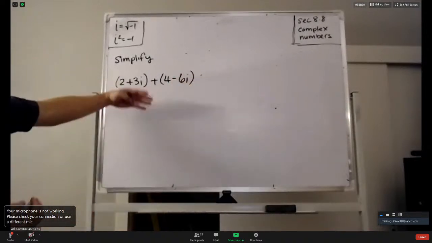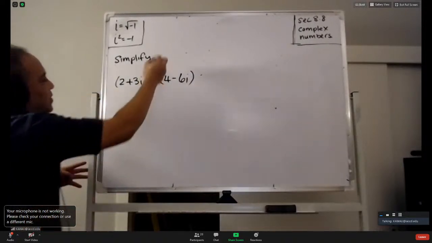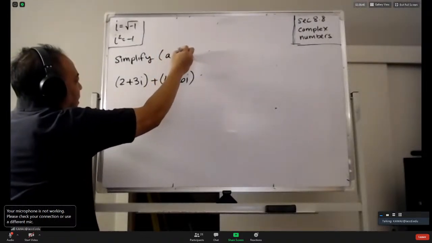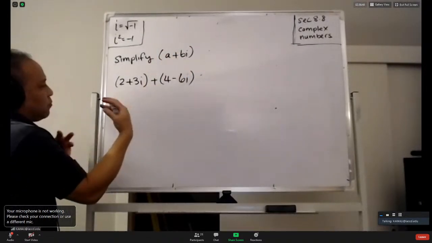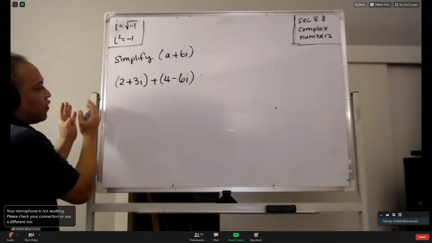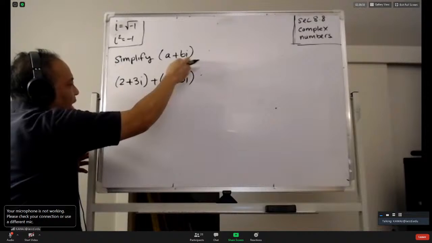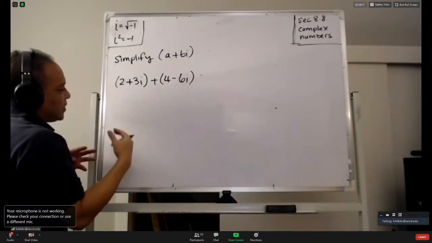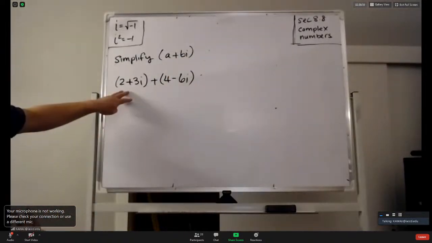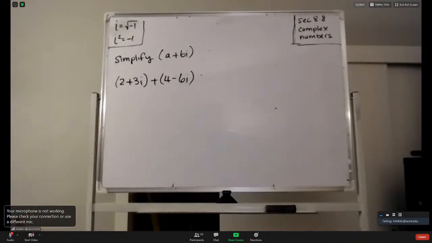So treat that as if this was an x. Now you always write your answer in a plus bi form. So previously the x's always came first. In this case, i is a flag for the y-axis, so you always write the i second. So go ahead and do this like you would think you would, just combine like terms.